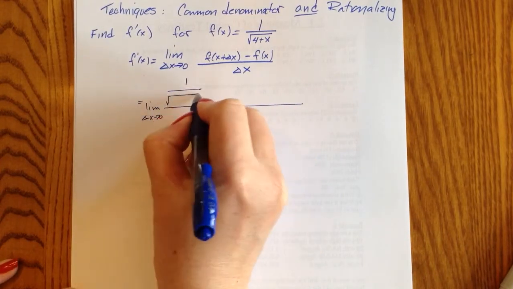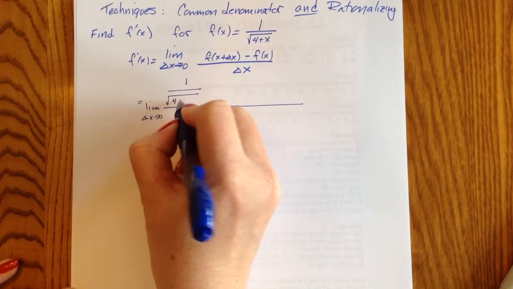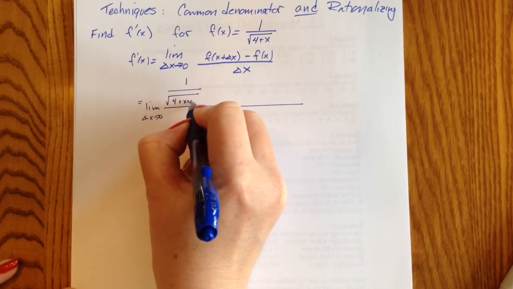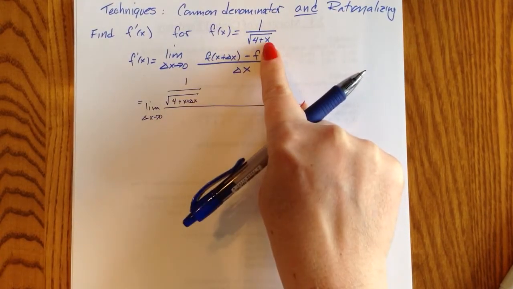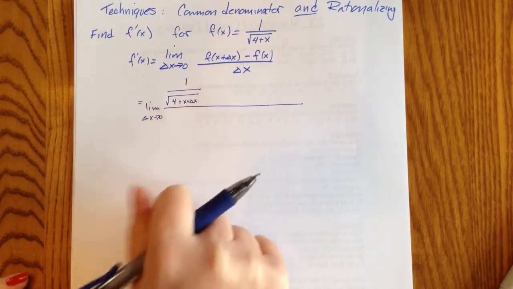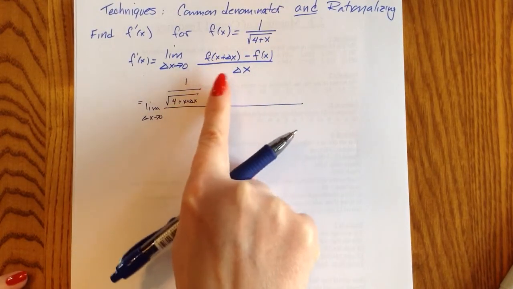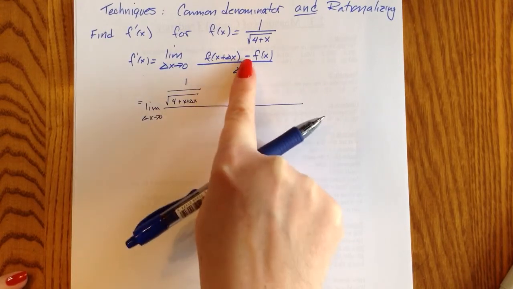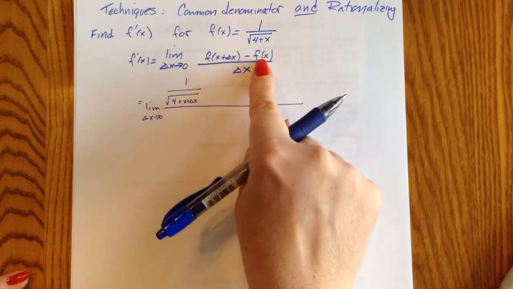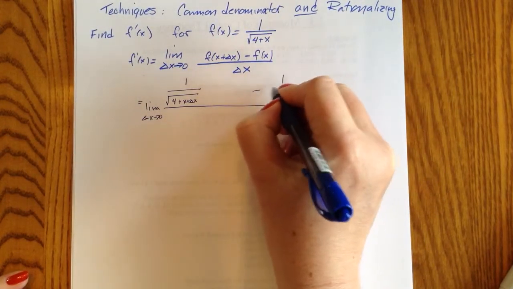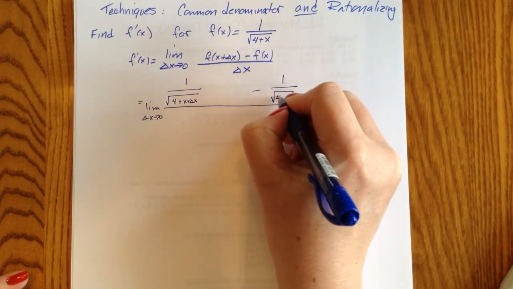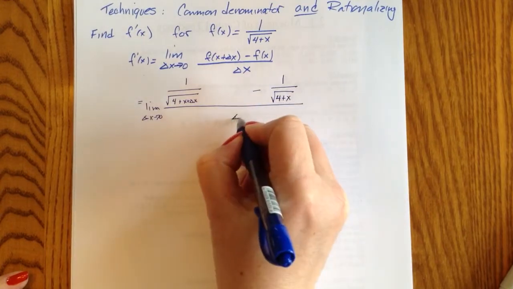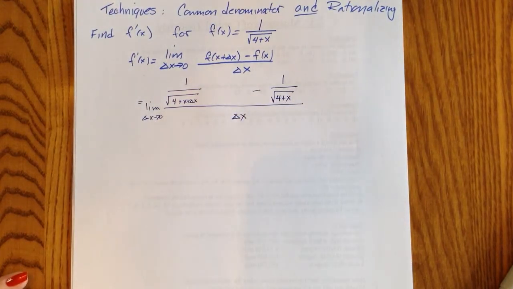Now I had some mercy upon your soul, because this is not like a 2x or a negative x where we need to distribute, so it's just x plus delta x. I'm leaving some room. We're going to do some common denominator work, so I'm going to space that out a little bit. Then the minus sign, and then f of x, the original function, all over delta x. Great.